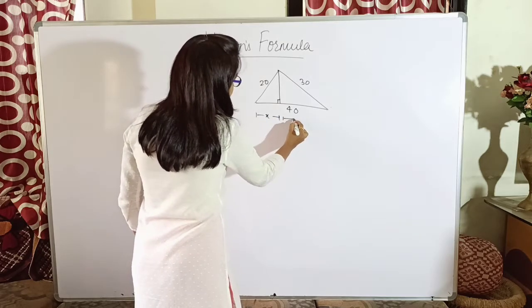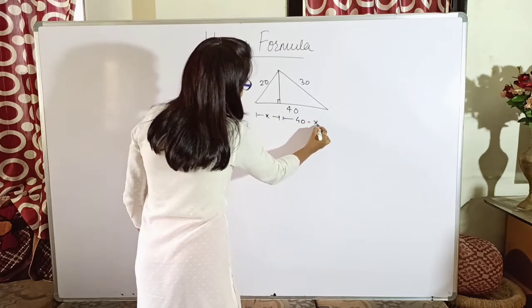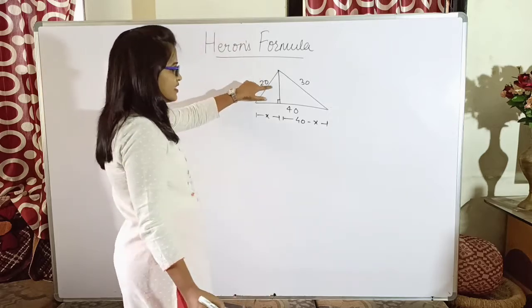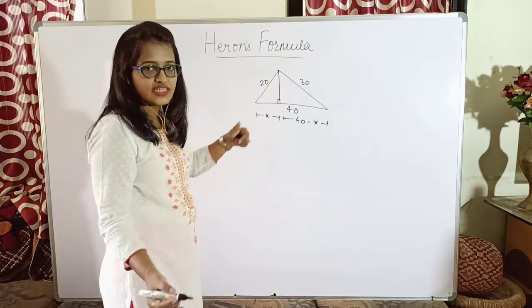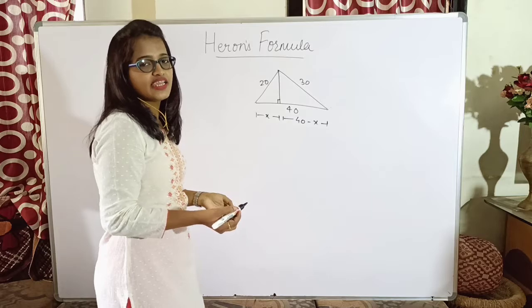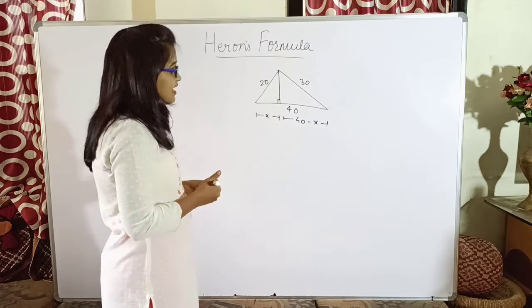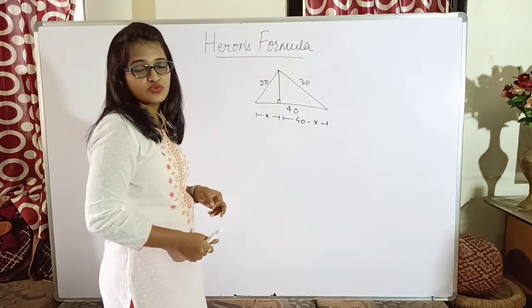Yes, I can consider this length to be x. So in that case this length will be 40 minus x, and then I can apply Pythagoras theorem in both the triangles, and then I will equate them, and then I can find the value of x. That I can do, but that is a very lengthy process.